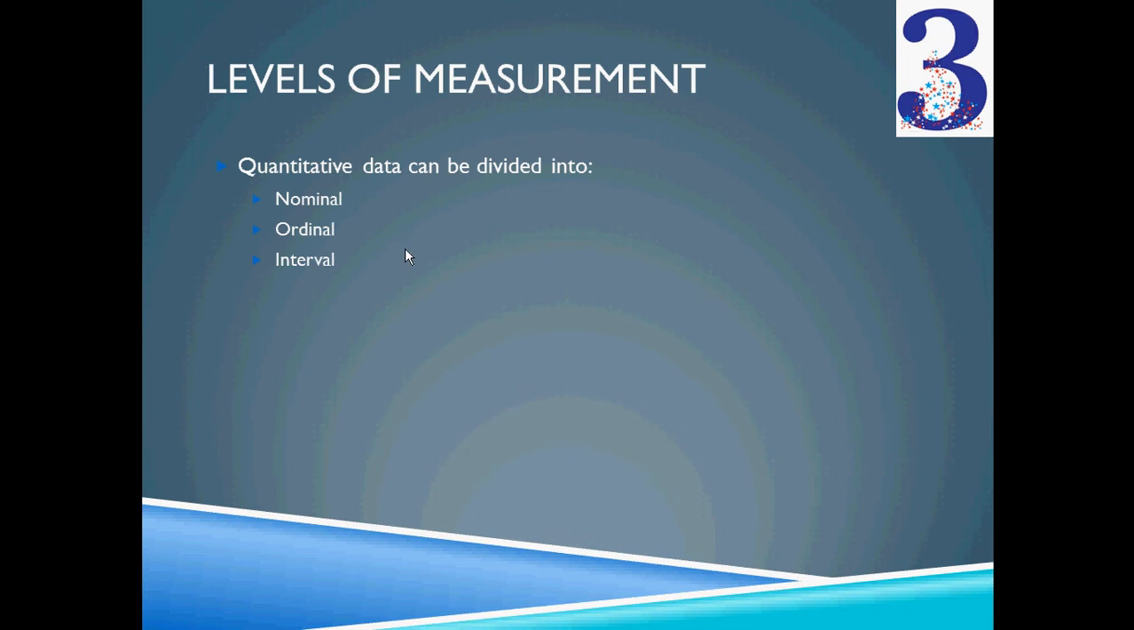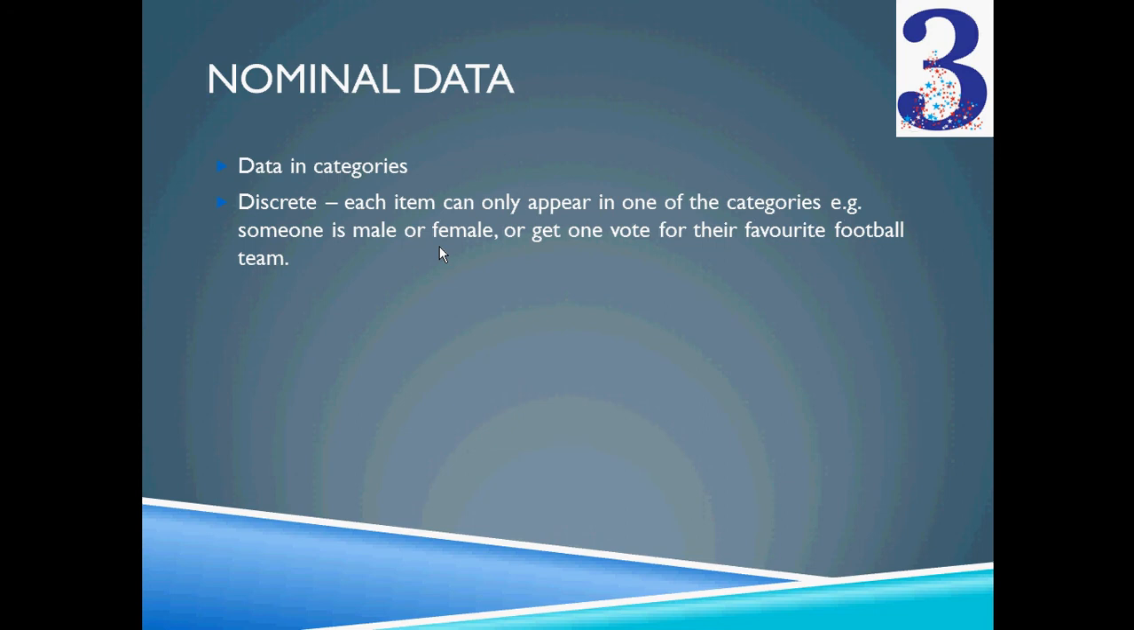Okay, levels of measurement. We've got 3 types of data that we will look at: nominal, ordinal, and interval. We'll talk about what all of those mean. So the first thing, nominal data, this is data that goes in categories, like male or female, or which newspaper does this come from? Is it the Times, the Sun, or the Daily Mirror? Discrete data, so each item can only appear in one of the categories. So if someone is male or female, they're only going to go into one category, or if they get 1 vote for their favourite football team, that only goes in one category.